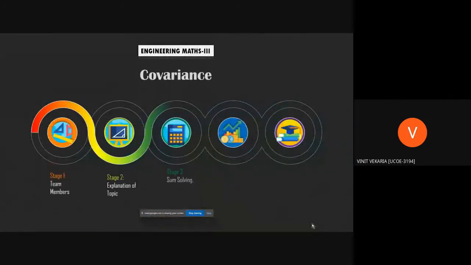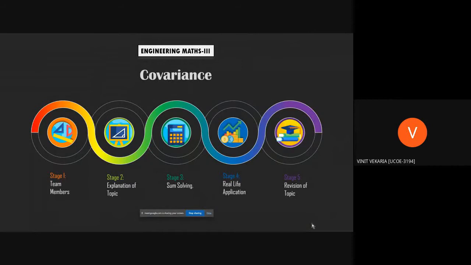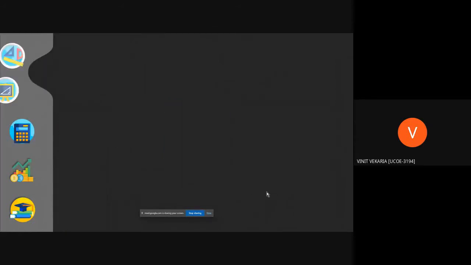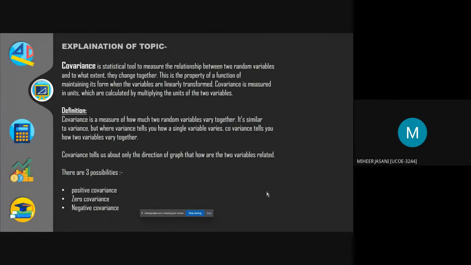The project is divided into 5 stages. Stage 1: Introduction of team members. Stage 2: Explanation of topic by Mihir Jasani. Stage 3: Sum solving by Meet Pipalia and Akshay Gada. Stage 4: Real life application by Tejal Makwana. And Stage 5: Revision of topic by Parth Parakya. So let's find out what exactly is covariance, and for that I would request Mihir Jasani to please take the presentation forward.